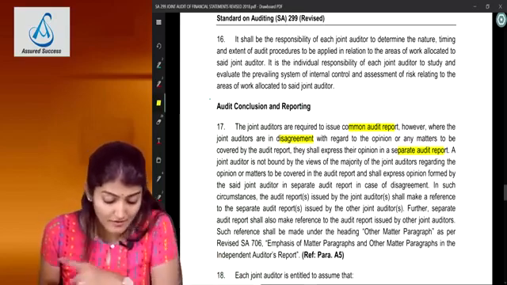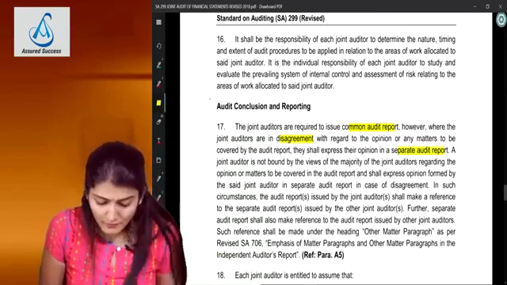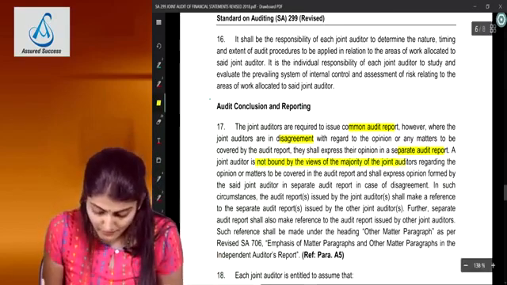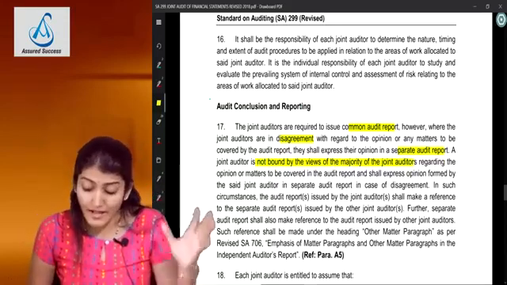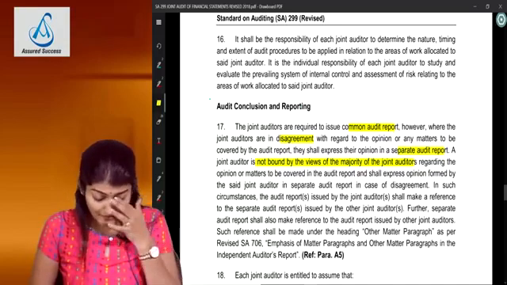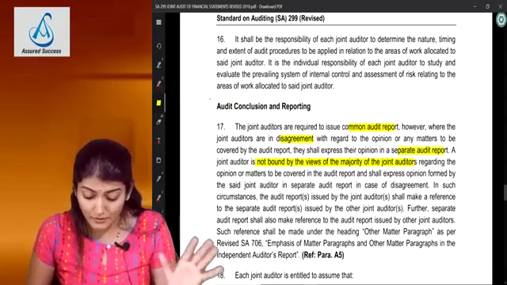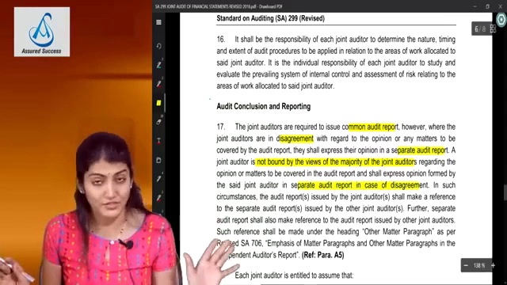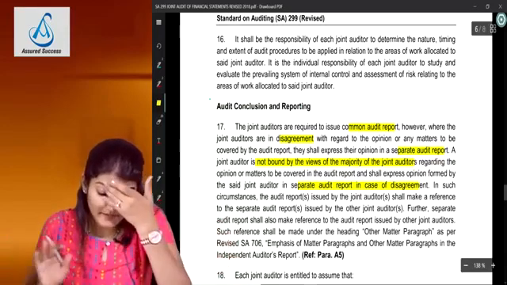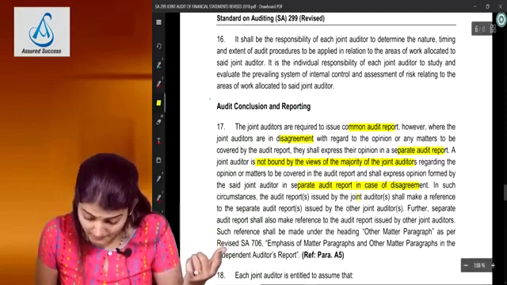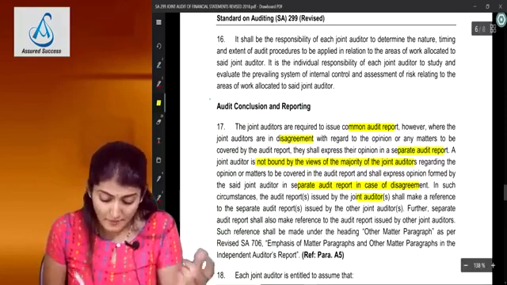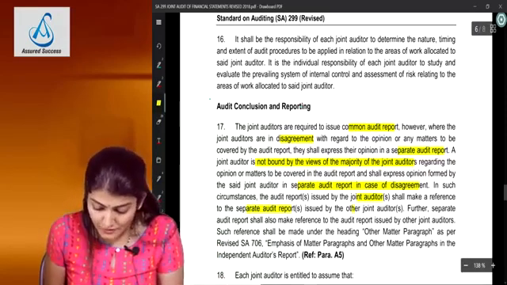A joint auditor is not bound by the views of the majority of the joint auditors regarding the opinion or matters to be covered in the audit report and shall express the opinion formed by the said joint auditor in a separate audit report in case of disagreement. Okay. In such circumstances, the audit report issued by the joint auditors shall make a reference to the separate audit report issued by the other joint auditors.